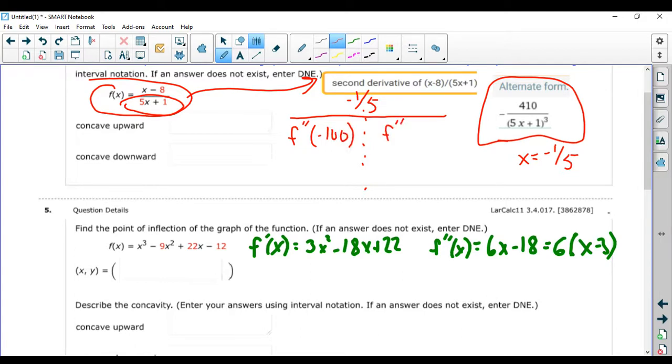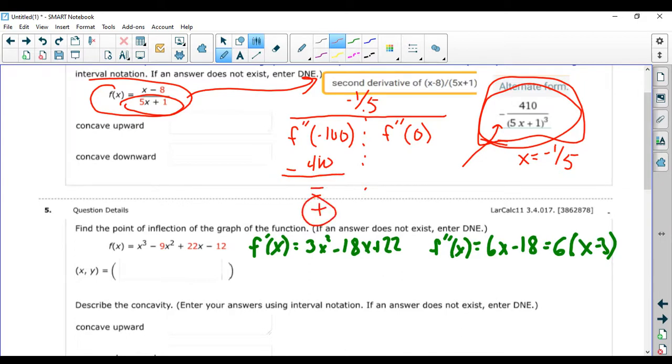Next interval, something greater than -1/5. The easiest thing to do there is 0. If you plug in -100 to the second derivative, notice that second derivative is negative. You'll get a -410 over some negative number to the third, which is definitely negative. So you get a -410 over a negative number, which is positive, concave up.